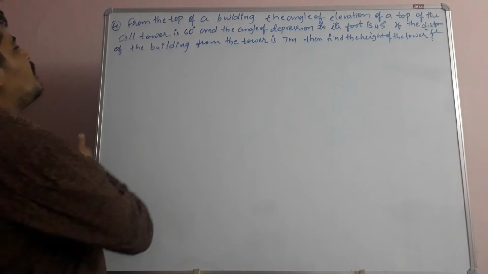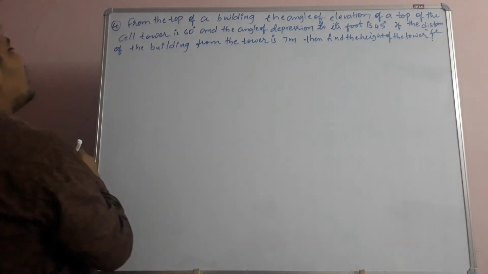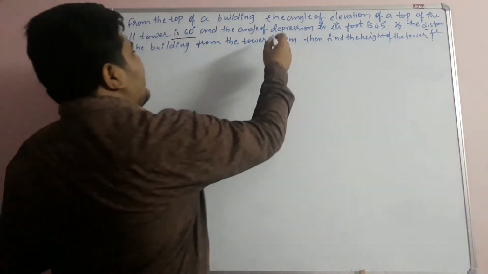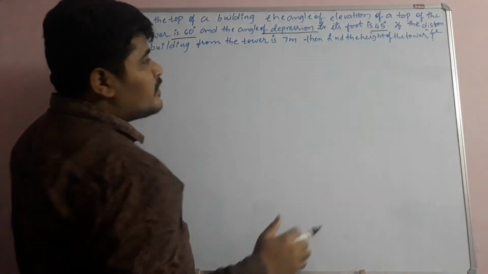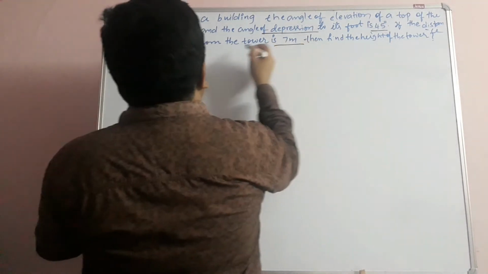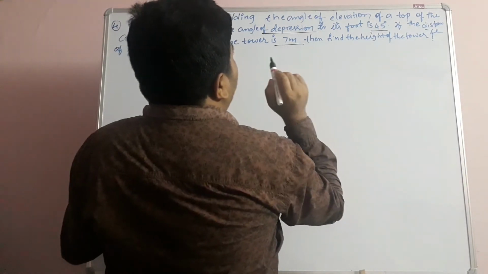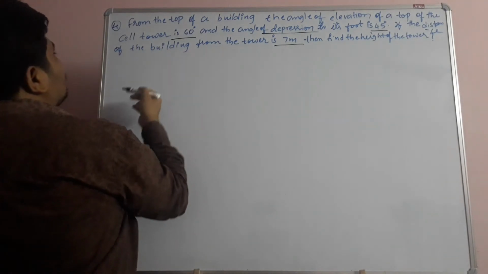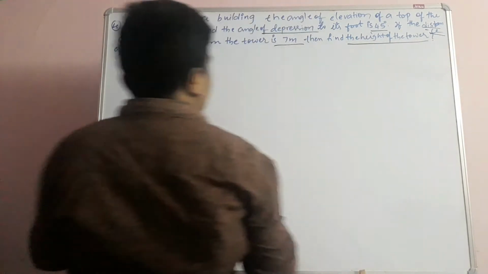Children, let's see problem number 4. From the top of a building, the angle of elevation of the top of a cell tower is 60 degrees, and the angle of depression to its foot is 45 degrees. Whose foot? It's the tower's foot. If the distance of the building from the tower is 7 meters, then find the height of the tower. So children, we need to find the height of the tower, right?